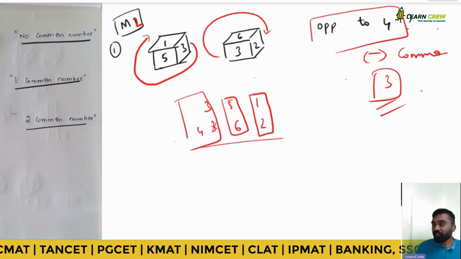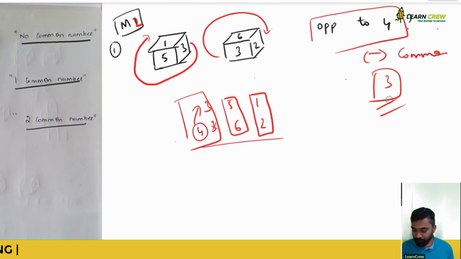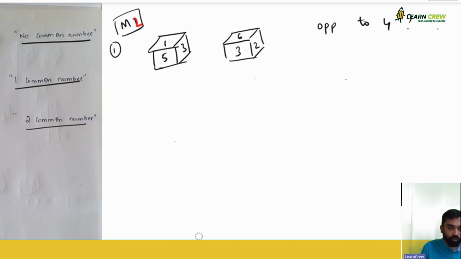That's all. Clear? Or any doubts? Clear? Opposite to 4 is opposite to 3. That's it. Online clear? Sir. Yes, sir. Okay.